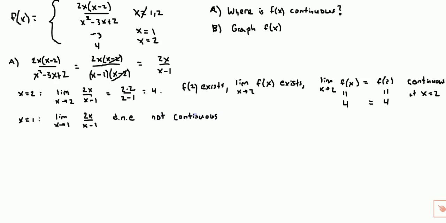So everywhere else is fine. There's no problems with the function. It's just at x equals 1, it's not continuous. So where is it continuous? Everywhere but x equals 1. Now for part B, graphing f of x. Okay, so let's put our graph down here.